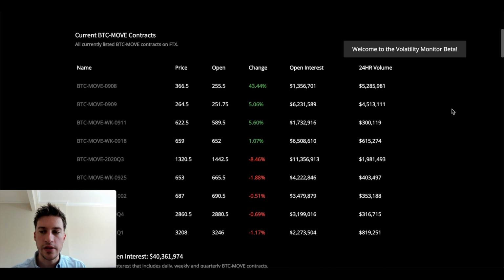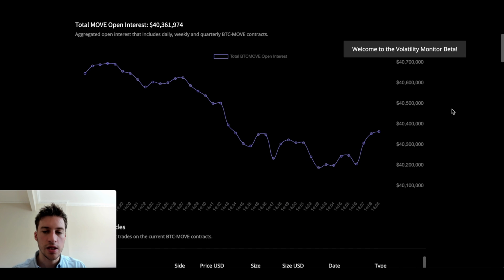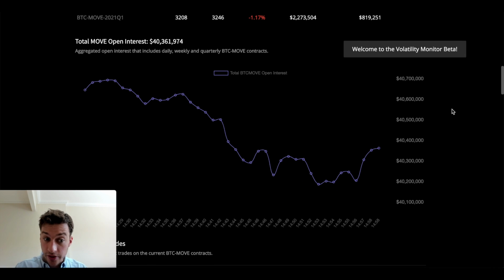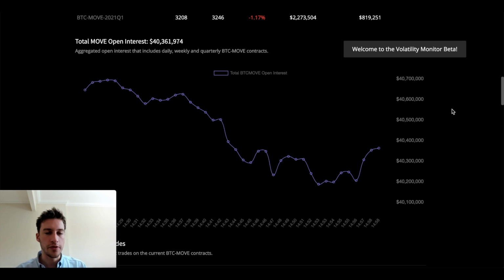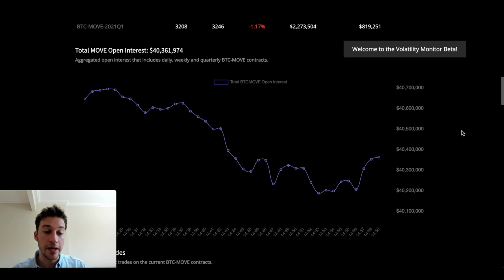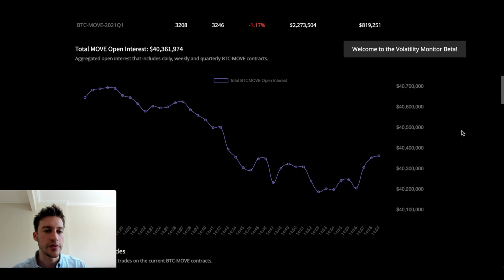Another thing that I want to show you guys is something that I've probably been using the most on this site, which is the total MOVE open interest. This is all of the open interest within all of the MOVE contracts combined. So we can see when people are betting on volatility and when people are not betting on volatility.